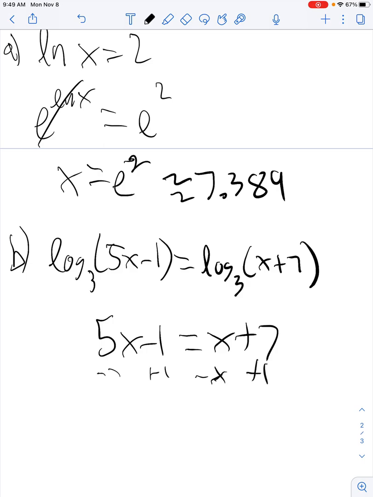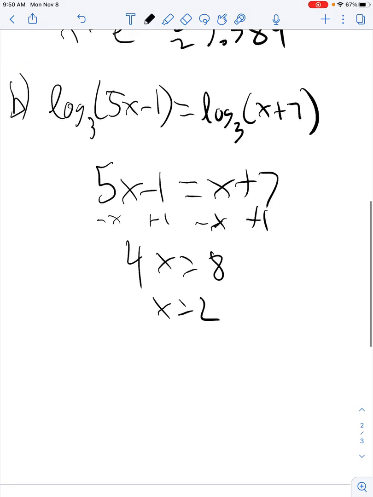So getting my x's on both sides, subtract x, and add 1. 5x equals 8... 4x equals 8, which means x equals 2.